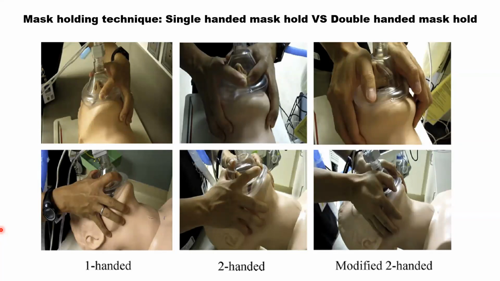Then you focus on the seal. You focus on the seal, because the airway is already open. Then your eyes focus on the chest expansion. So you get that. Okay? Right. Then I'm going to move on.